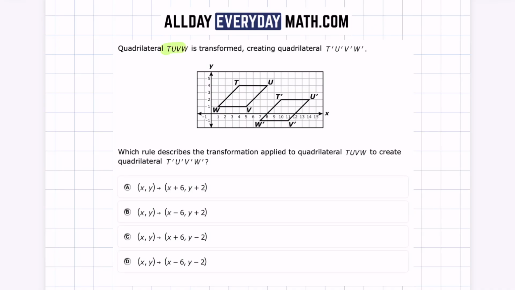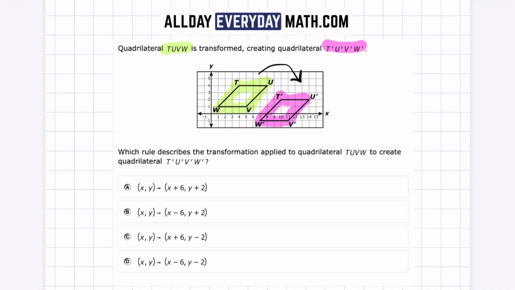So TUVW is this shape right here, so that's called our pre-image, and TUVW prime is going to be right here, and that's going to be called our image. So basically we're going from the green to the pink. So it looks to me like this was a translation, and you can tell that also by looking at the answer choices because we're just adding or subtracting to the x and y values.